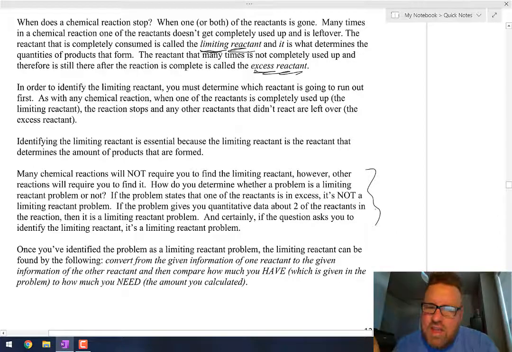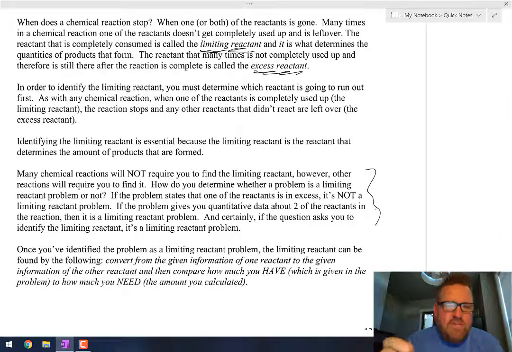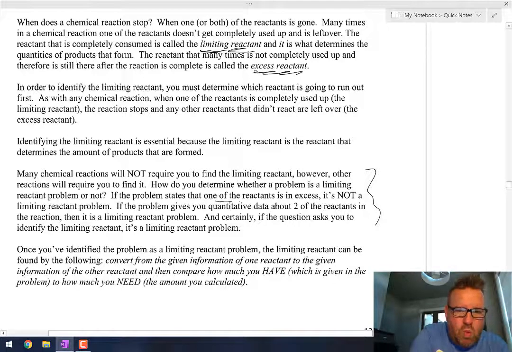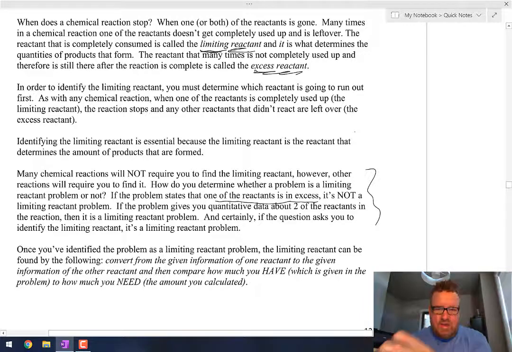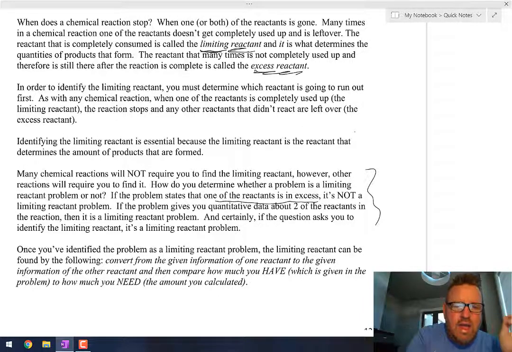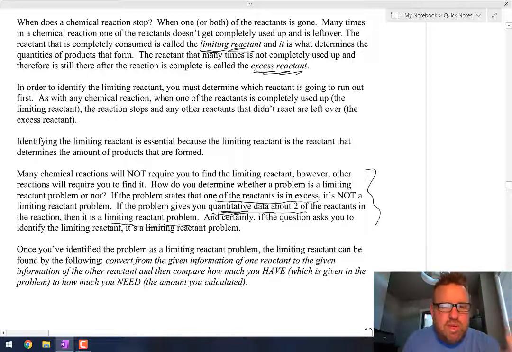A lot of chemical reactions, you're not going to have to find the limiting reactant. Okay, how you determine it? Again, if the problem states that one of the reactants is an excess, well, then they're telling you this is the excess reactant, therefore the other reactant is the limiting reactant. Okay, if the problem gives you quantitative, which means numerical data about 2 of the reactants, then again, that's a good indicator that it's going to be a limiting reactant problem. And of course, if it says, what's the limiting reactant? It's a limiting reactant problem.